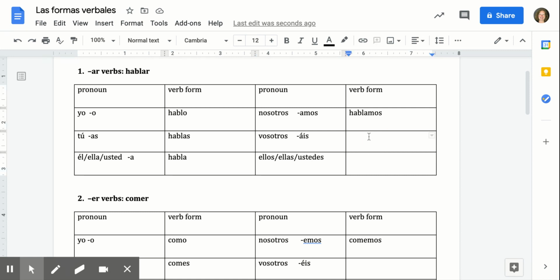The reality is that you won't need to know this in the United States. It's just not a form you're going to hear a lot. If we were in Great Britain, it would be a different story because they have a lot more contact with speakers from Spain. But here you don't really need to know it.